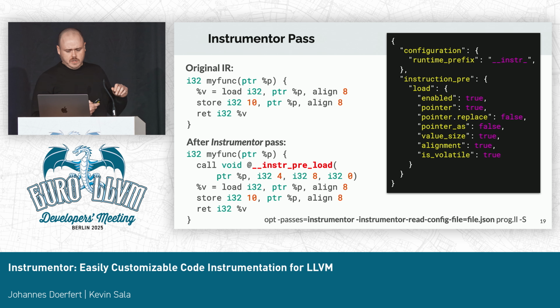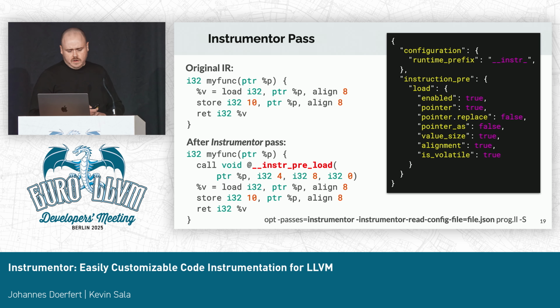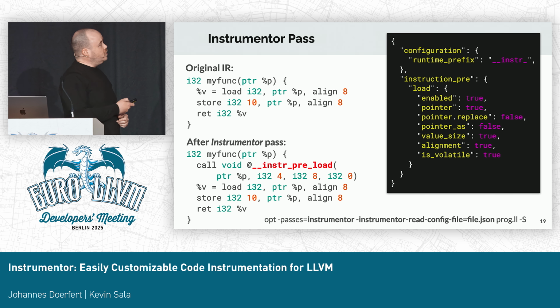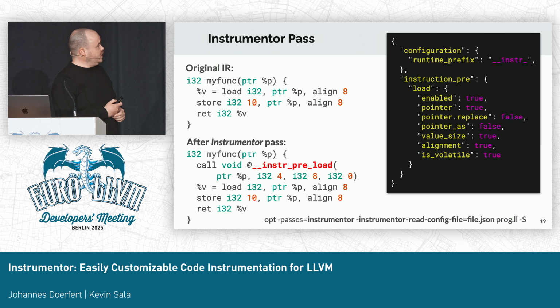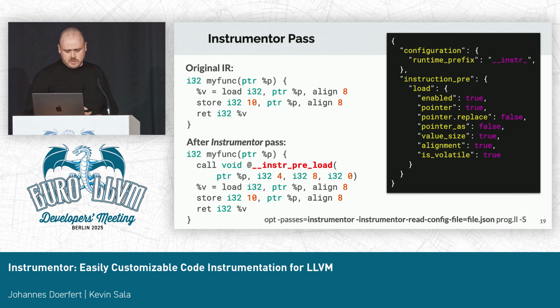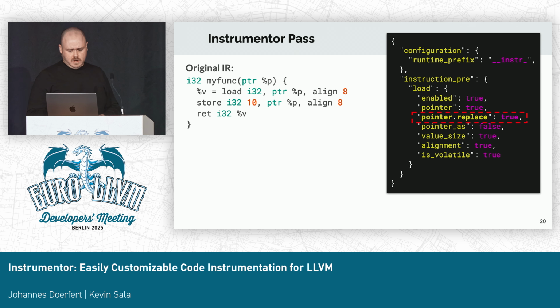So if you run the Instrumentor pass passing this JSON file as in the command line below, and you have the input of the original IR, you will get the following code below. It will insert an instrumentation function call here, with the prefix that you specified, preload, just before the load, and forwarding all the information that we have specified: the pointer, the access size, alignment, and whether it is volatile, which is not the case here. Okay, so that's the basic working.